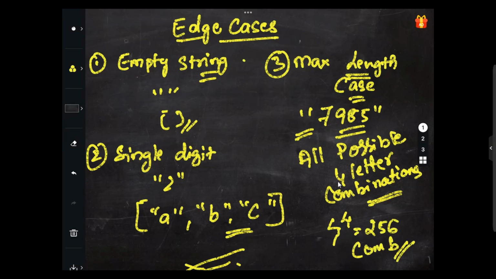So max length case, this is for the condition max length case. So these 3 edge cases that we need to keep in mind. First one is for the empty string, second one is for the single digit, and third one is this one, max length case. So I hope the edge cases are completely clear. Now let's start writing the code.